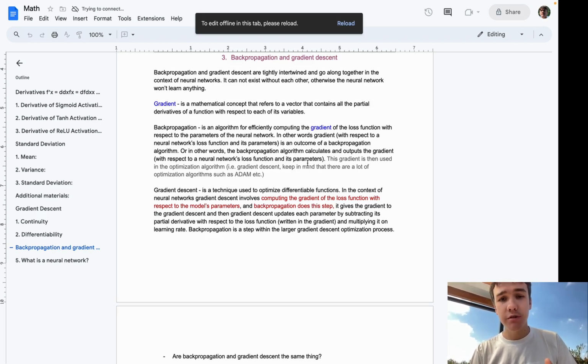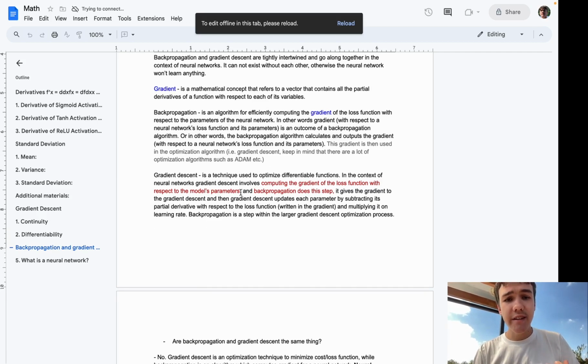So firstly, we will dive into what gradient descent is. Gradient descent is a technique used to optimize differentiable functions, and this is the common definition of gradient descent. This is not the definition in the context of neural networks, but this is the common definition. This is the technique used to optimize differentiable functions, and that's it. You need to understand that this is the general definition of gradient descent.